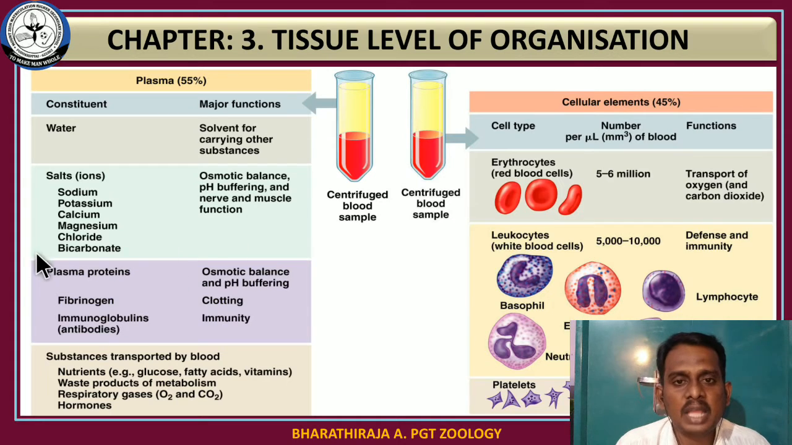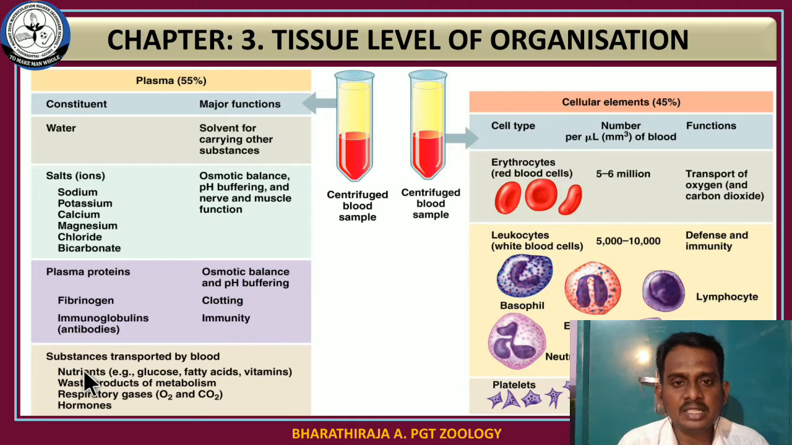Okay, and plasma proteins. There are three types of plasma proteins present in the blood plasma: albumin, fibrinogen, and immunoglobulins. Albumin is normally responsible for maintenance of osmotic balance and pH buffering, and fibrinogen is a major protein essential for blood clotting. Immunoglobulin is also essential for immunity function. It is otherwise called antibodies.